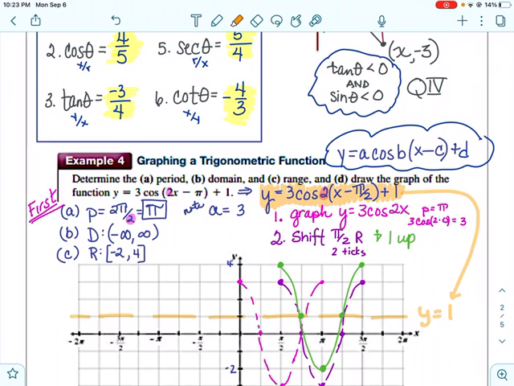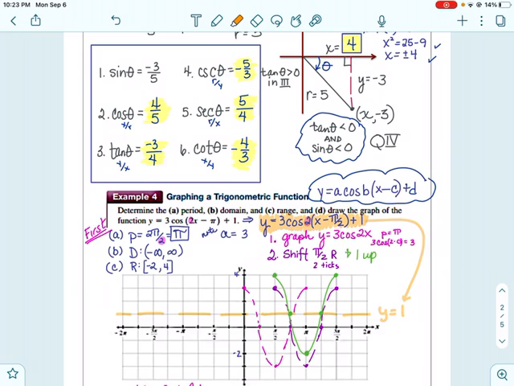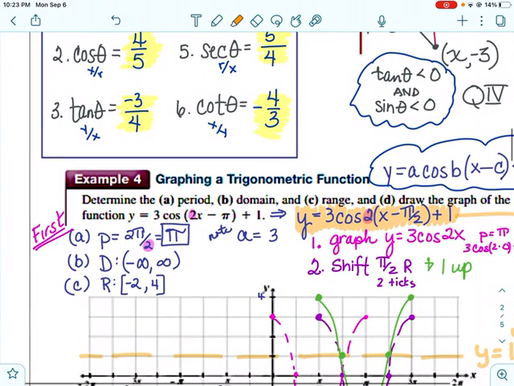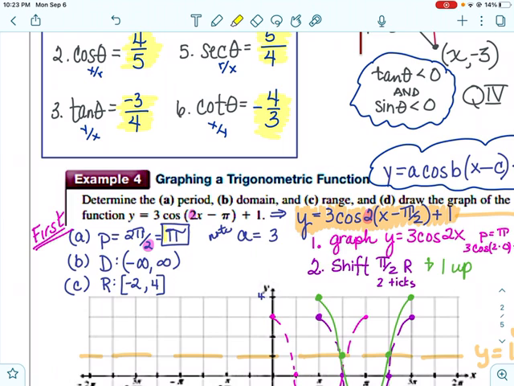Okay, but we're going to do this as a process of translations using the information. So first we get the period. The period is pi. We have the domain is from negative infinity to infinity. So I can input anything, and you know what the trig functions look like for the sine and the cosine already. And the range goes from -2 to 4.